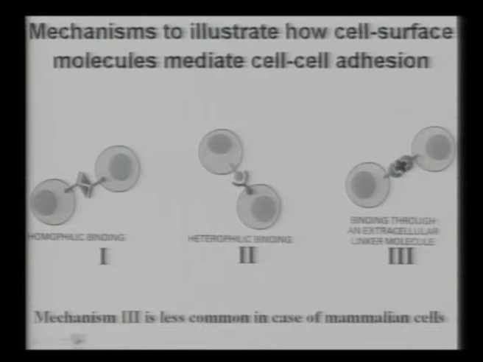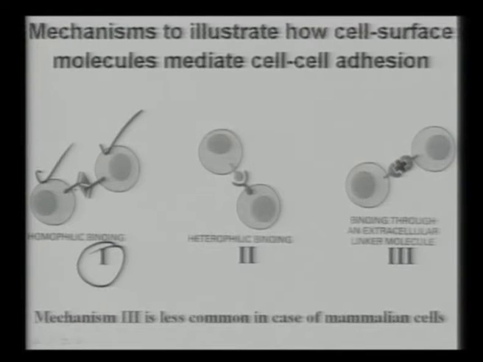So this is the mechanism to illustrate how cell surface molecules mediate adhesion. Now, there are three types of binding. It has been shown that one is homophilic binding. Homophilic means two cells of the same type, and from one cell to the other, similar types of protein molecules or cell adhesion molecules come out and make a bond together.